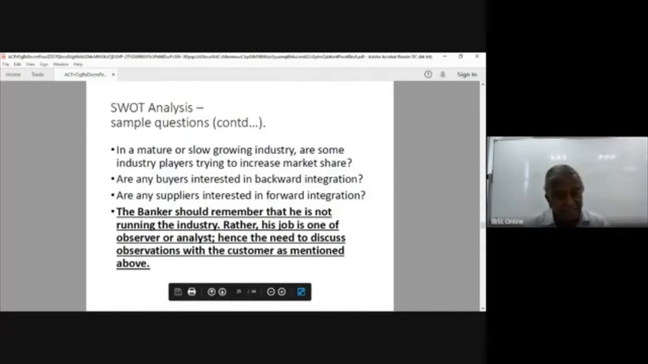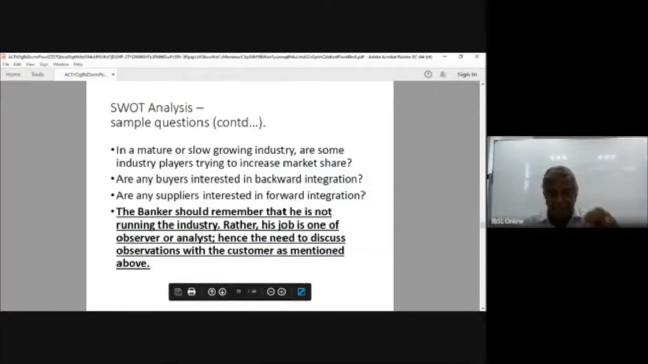Are any buyers interested in backward integration? Are any buyers within the industry interested in backward integration? I told you the meaning of integration: whether backward or forward, it is vertical integration. Thereby, they bring down their cost of manufacturing and increase profitability. Thereby, they create a competitive advantage against their competitors. So if they go for backward integration, they will be competitively advantaged over their competitors, and your company is also one of their competitors.